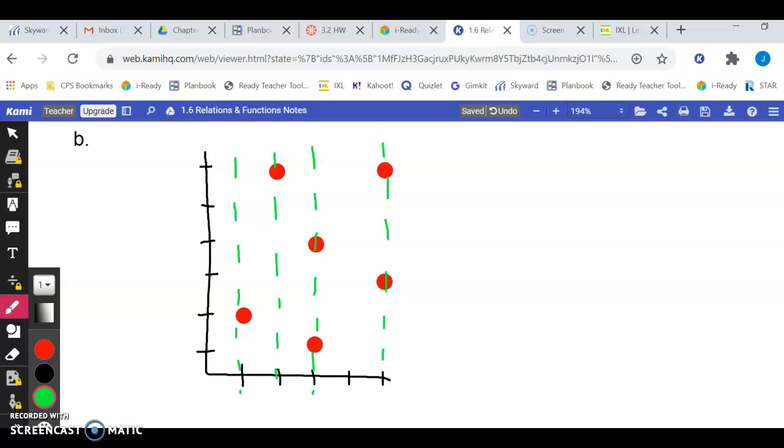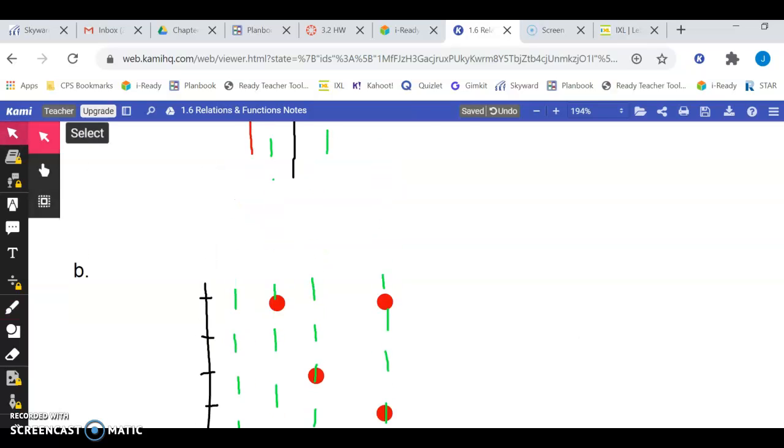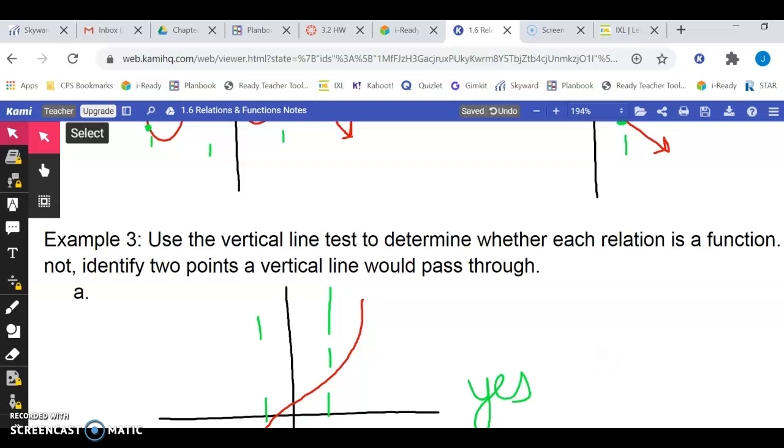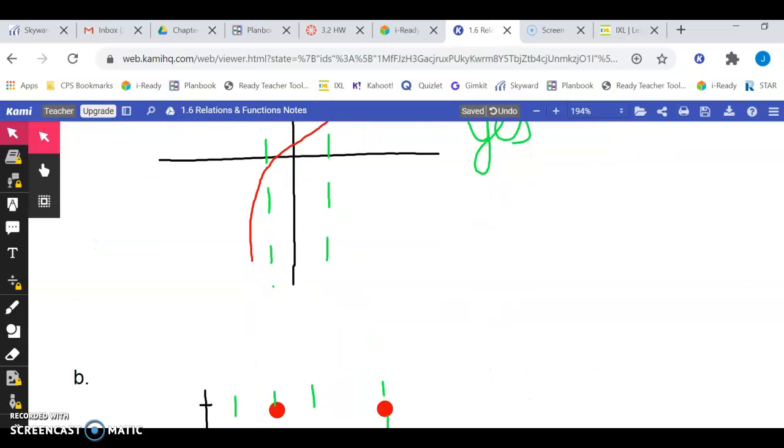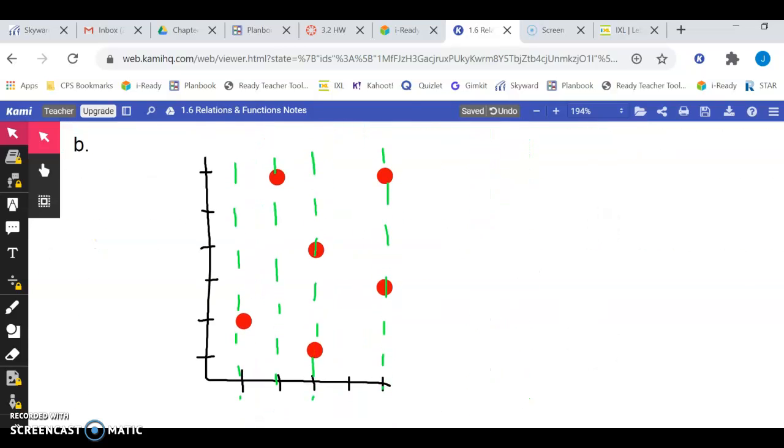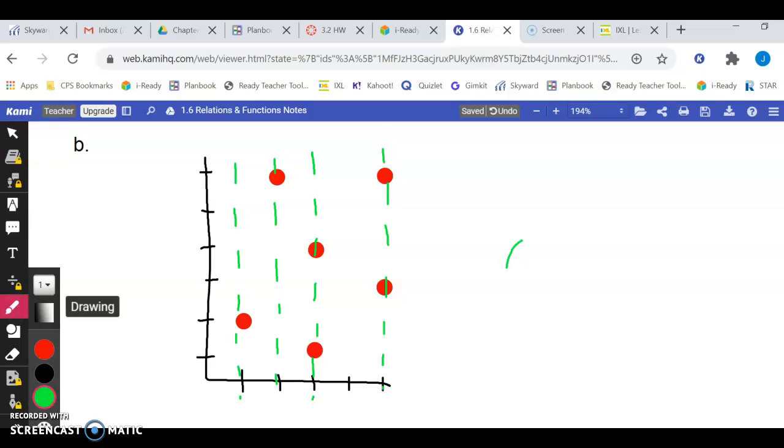And the same thing goes over here. If I chose to draw the line over here, I would have the same situation where 2 dots are going through. So the direction said to identify 2 points a vertical line would pass through. So I can write the ordered pairs (3, 1) and (3, 4). It would go through both this point and this point, and it would fail the vertical line test.